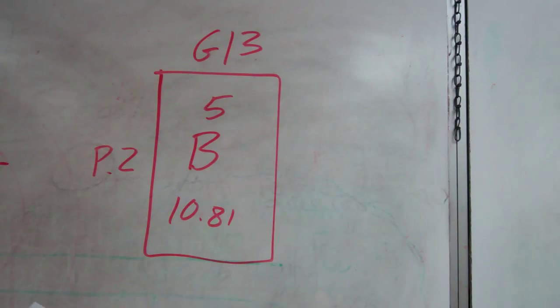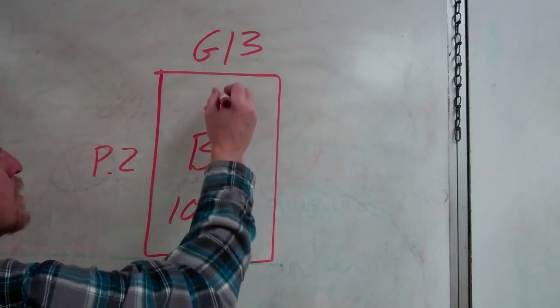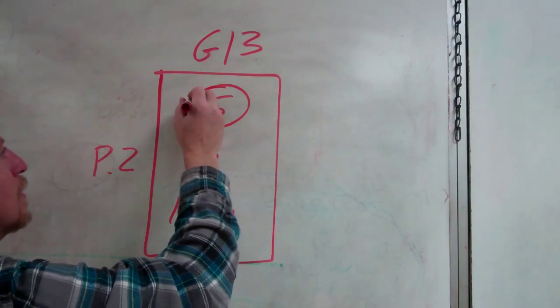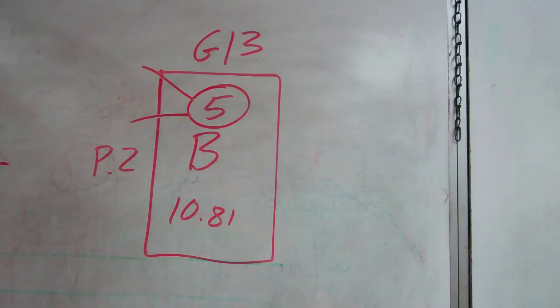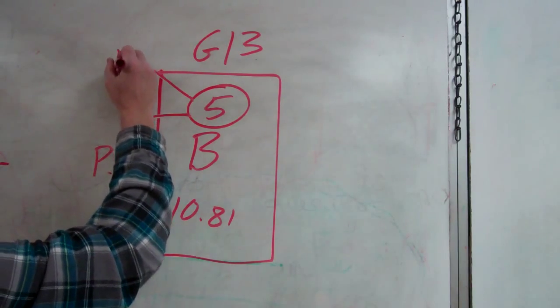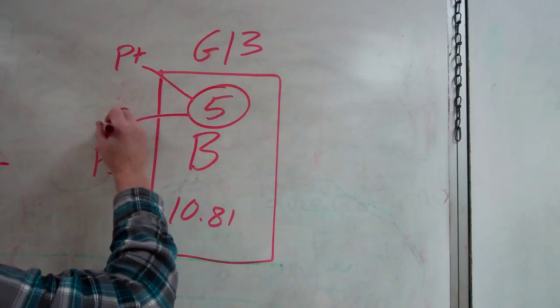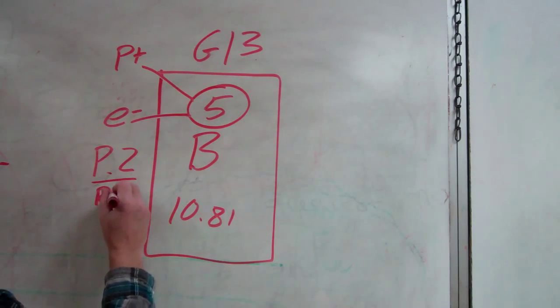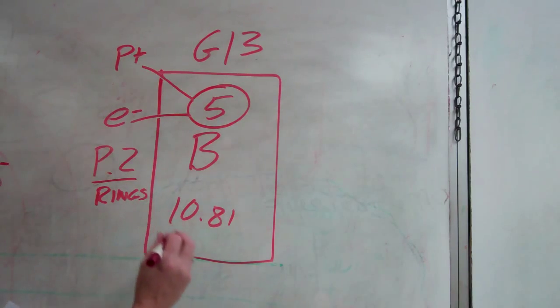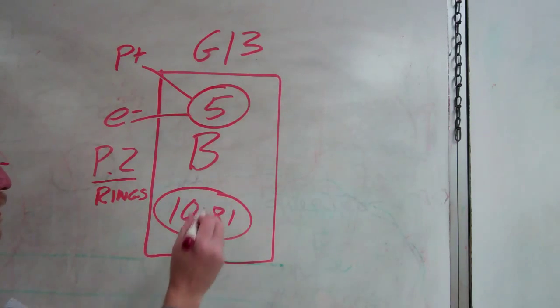All right, so following the same rule, let's look at this 5. This is the atomic number. What's it going to tell me about this atom? It tells me 2 things. The protons and electrons, the charged particles. Okay, what will this 2 tell me in the period? The rings. Good, rings. And what will I do with this number?